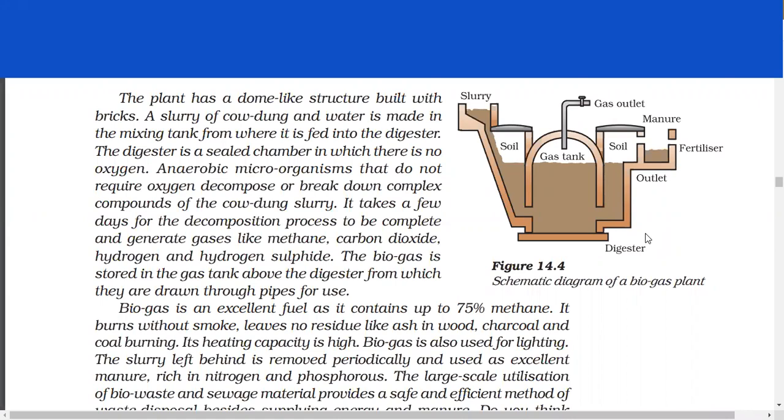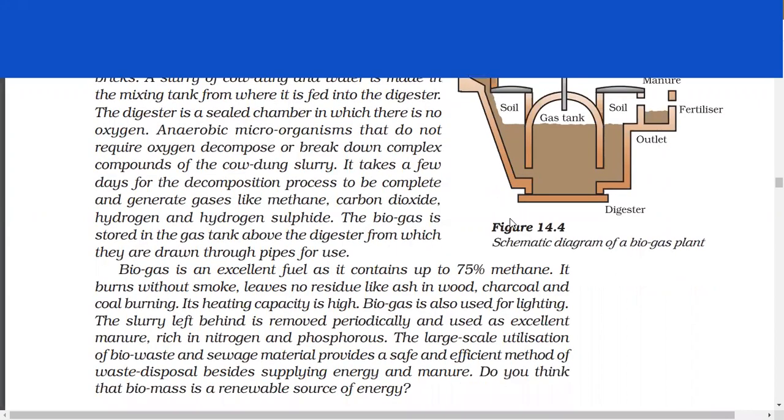A slurry of cow dung and water is made in the mixing tank from where it is fed into the digester. The digester is a sealed chamber in which there is no oxygen. Anaerobic microorganisms that do not require oxygen decompose or break down complex compounds of the cow dung slurry. It takes a few days for the decomposition process to be complete and generate gases like methane, carbon dioxide, hydrogen, and hydrogen sulfide.